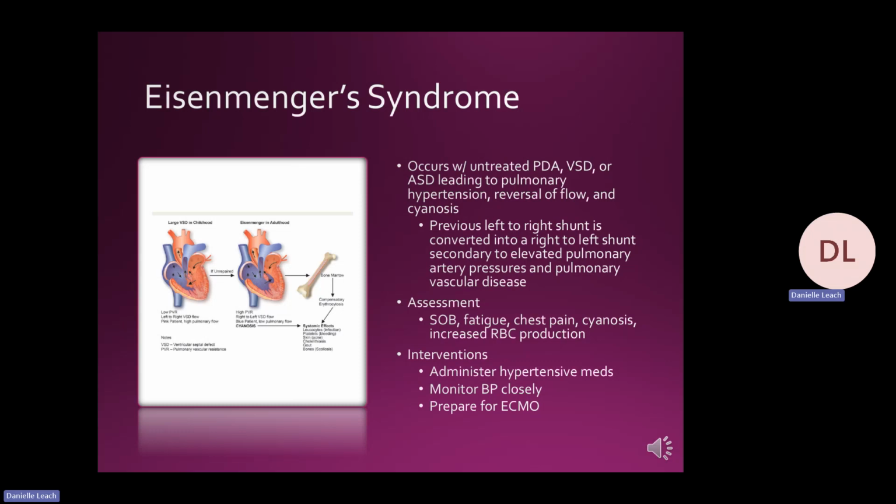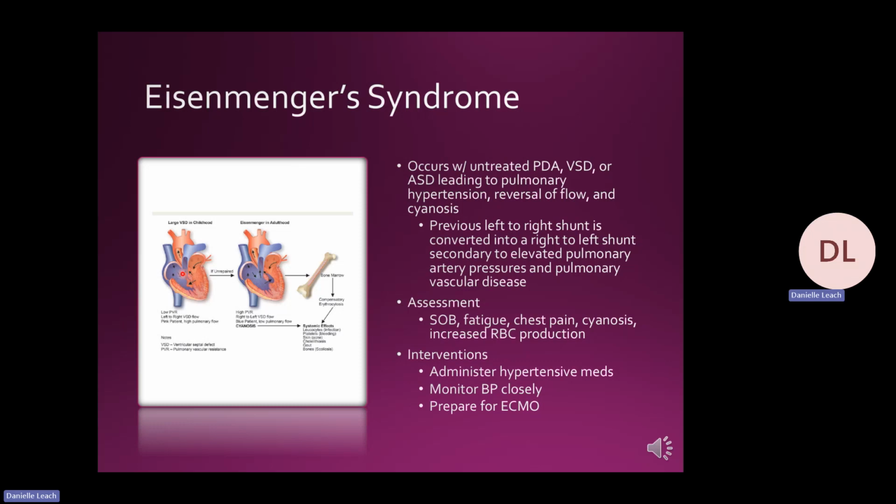Eisenmenger syndrome. Eisenmenger syndrome is a syndrome that can occur with older children or even adults when they have an untreated PDA, VSD, or ASD. The example here, this person has a VSD, so we'll talk about that. Originally, at birth and when the child is young, we have this left to right shunting with this VSD. Like I said before, because the pressure in the left ventricle is normally higher than the pressure in the right ventricle, the blood is going to want to flow from the left side to the right side because of the pressure.